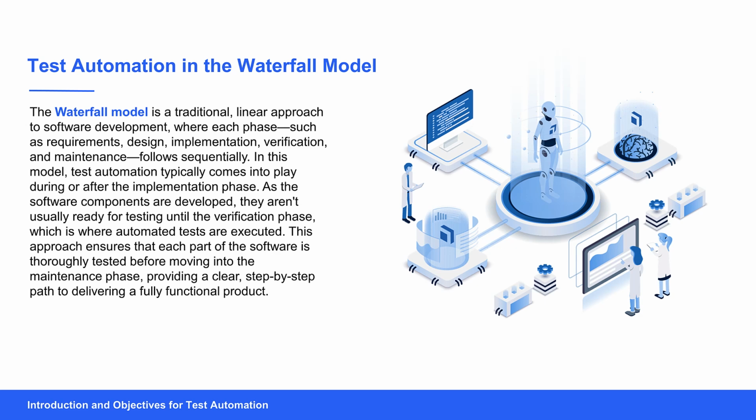In this model, test automation typically comes into play during or after the implementation phase. Automated tests are primarily conducted in the verification phase, where all components are ready for thorough testing. This method ensures that every aspect of the software is fully tested before moving on to the maintenance phase, minimizing risk and ensuring a smoother deployment. By following this structured approach, you can systematically verify that all elements work as expected before releasing the final product.